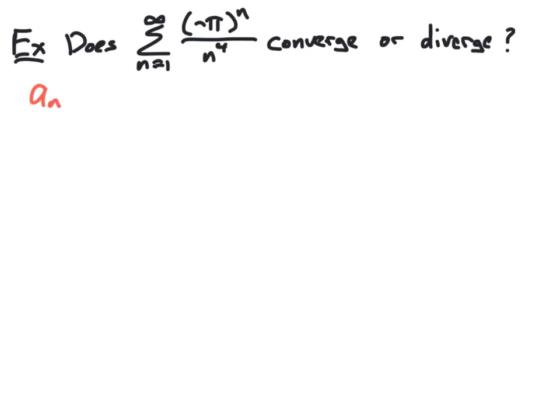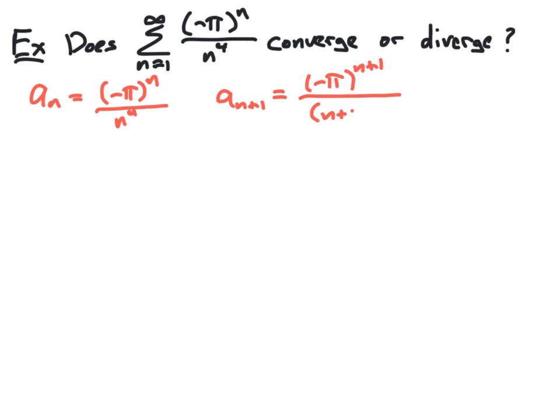We know that a sub n will be our given term, (-π)^n over n^4. And therefore a sub n plus 1, the next term in our series, will be (-π)^(n+1) divided by (n+1)^4. To use the ratio test, we're going to compute the number r, which is defined to be the limit as n approaches infinity of the absolute value of a sub n plus 1 divided by a sub n.